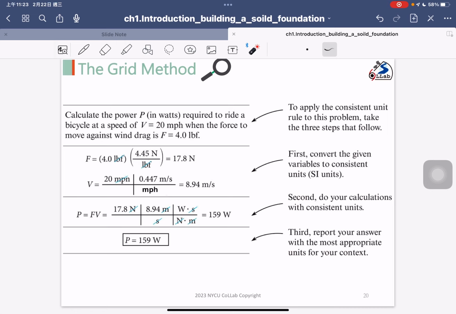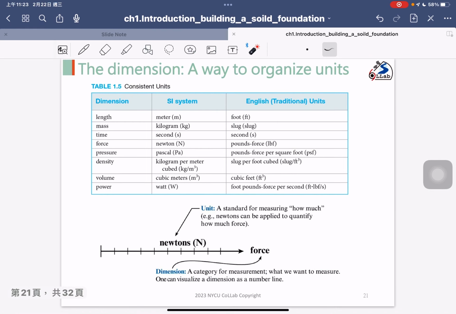Okay, so you should keep the very important unit conversions in your mind. And then the table repeatedly occurred, and I just finally put the table list in here. So I remind you, we have the length, mass, time, force, pressure, density, volume, and power. In our following classes, these are the primary units that will be used in our problems.